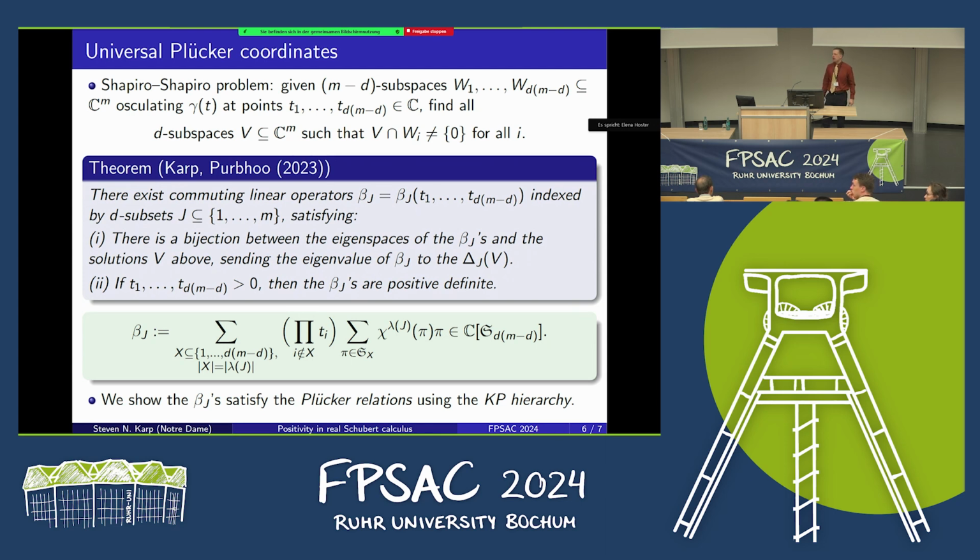Since you said it boils down to a symmetric function identity and it's coming from the KP hierarchy, can you rephrase the identity as a boson-fermion type identity? I have to say I'm not familiar with that, so I'm not sure, but we can talk later.